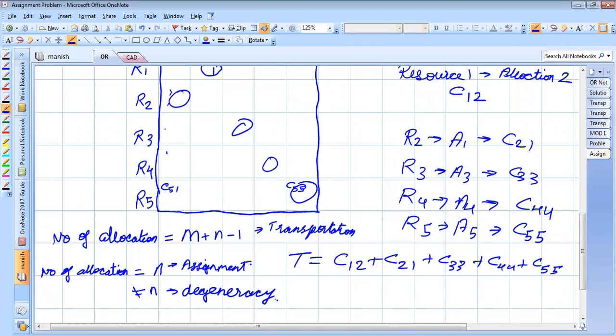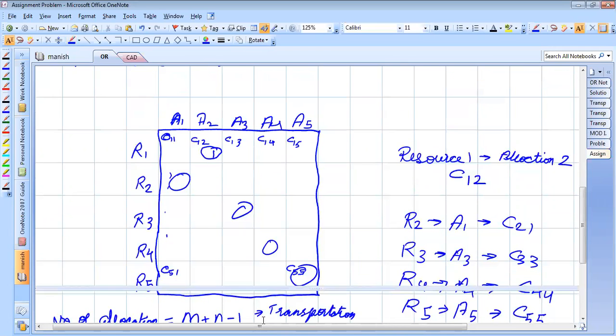Okay. Did you get it? Students, did you get it? Is there any doubt up to this point? No, sir. Number of allocation equal to n, sir. Yes, number of allocations equal to n.